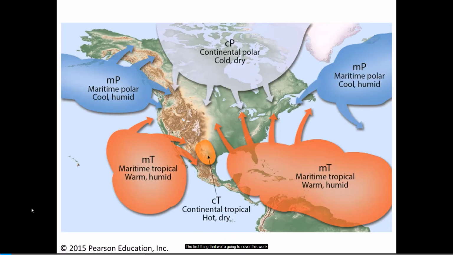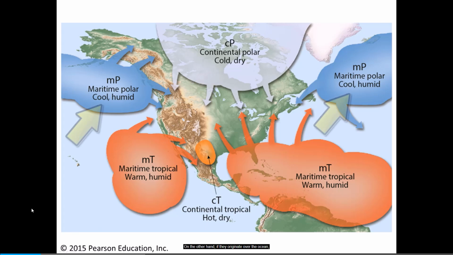The first thing that we're going to cover this week in lab is the idea of an air mass, a really big package of air, usually about 1,000 miles or more wide and several kilometers thick. The origin of this air mass can end up determining its characteristics. For instance, air masses that originate near the poles tend to be cold. If they originate over the continents near the poles, they tend to be both cold and dry.